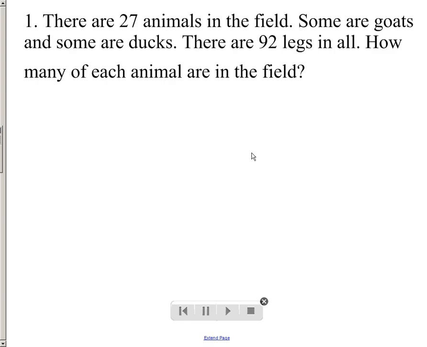Here's number one. There's 27 animals in the field. Some are goats, some are ducks. There's 92 legs in all. How many of each animal are in that field? Well, what you've got to do is define the variables. In other words, what do they want to find out? They want to find D, the number of ducks, and they want to find out G, the number of goats.